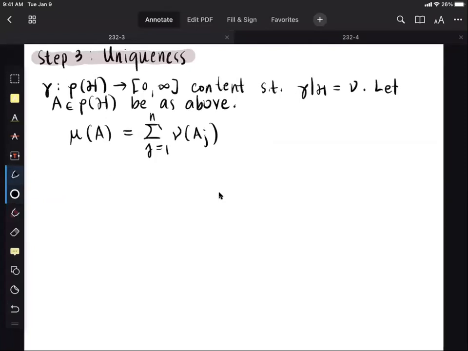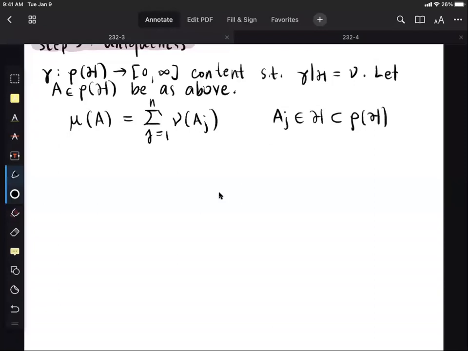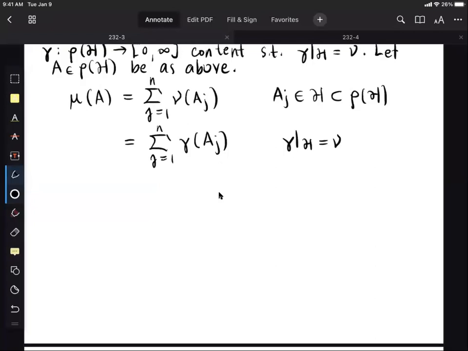Now take note that the a sub j's, being an element of H, is also an element of the semi-ring generated by H. And this implies that since gamma of H is equal to nu, and a sub j is in H, then here we could replace nu by gamma. Since nu and gamma coincide on the semi-ring H, and a sub j is in H, nu and gamma of a sub j are equal.